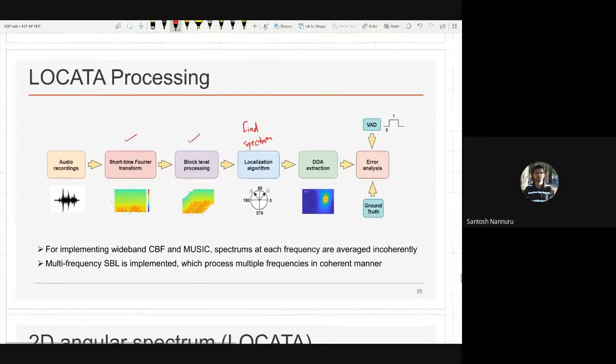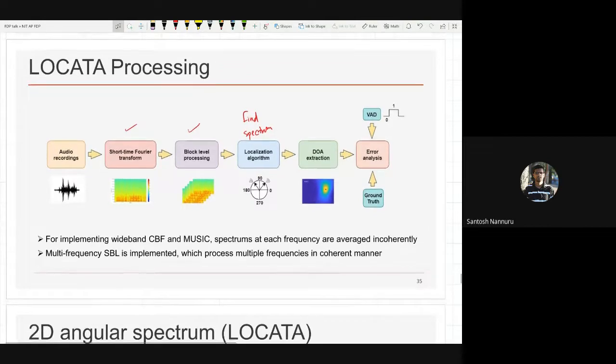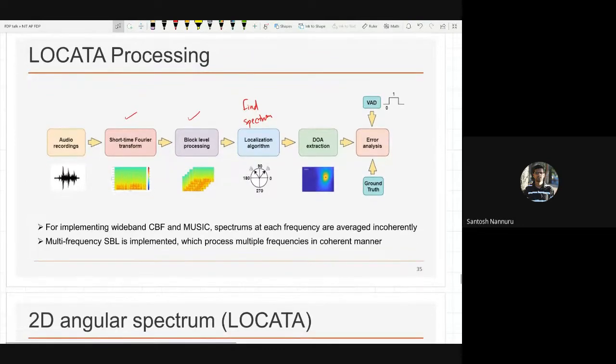Okay. So we implemented wideband MUSIC and CBF by just averaging across frequencies. Whereas for SBL, we use this common covariance method, which inherently does a combination of all the multi-frequency signals.